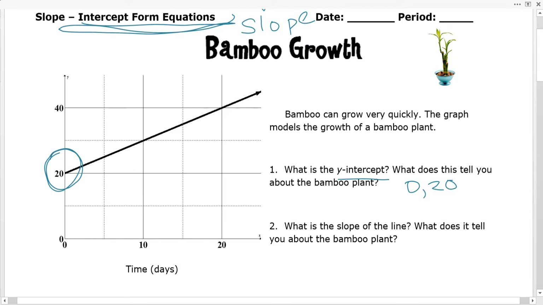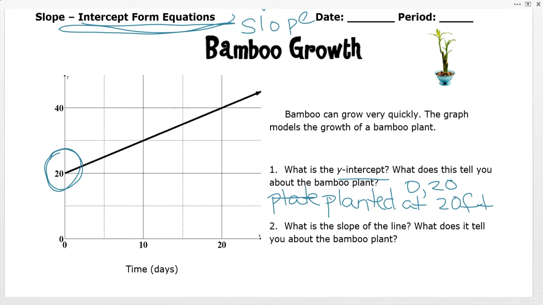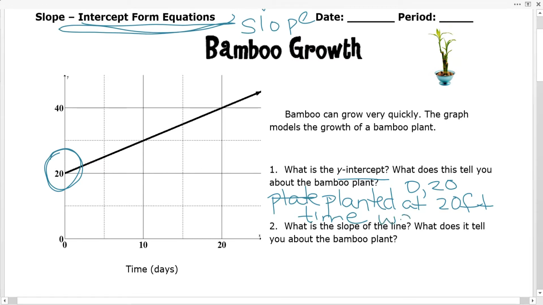What does this tell us about the bamboo plant? It tells us that either when it was planted, it was 20 feet tall, or it was 20 feet tall when time was 0, which means when they started recording how tall it was. So one of those two.